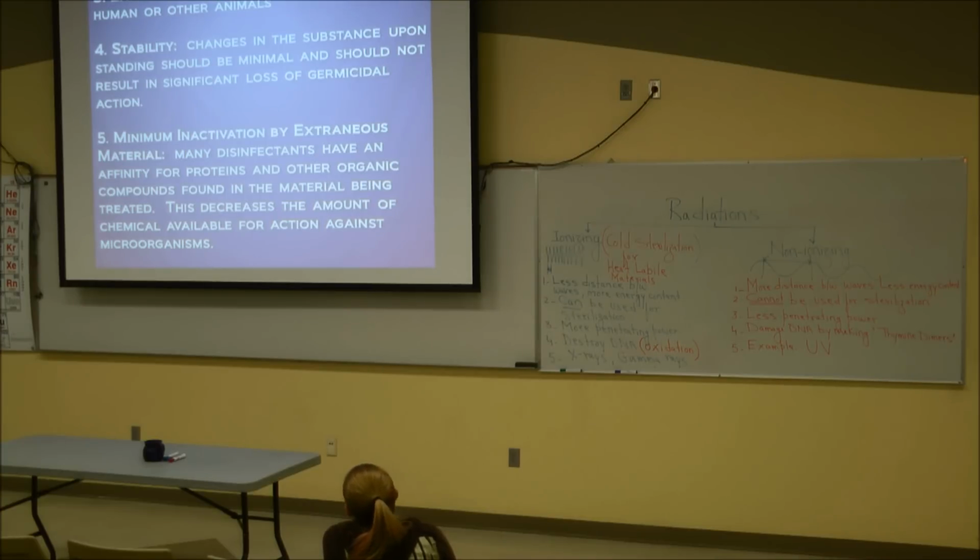Minimum inactivation by extraneous material. I think we talked about this last time about vomit. Vomit, yeah, potato chunks and all that. So if you apply an antimicrobial agent, it should only react with microorganisms. It should not react with extraneous organic material. That's what it's saying.